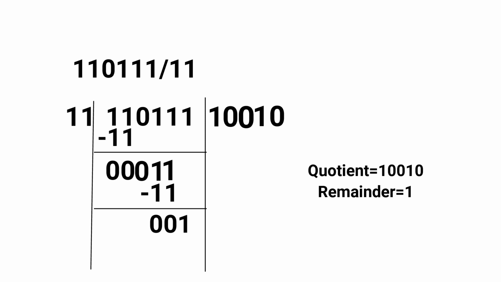After that, 1 comes down, then it will be 11 that is divisible by 11, then in quotient we will write 1. Now, remaining 1 comes down, again it is not divisible, so we have to write 0 in quotient. So, the final quotient is 10010 and remainder is 1. Likewise you can divide binary numbers.